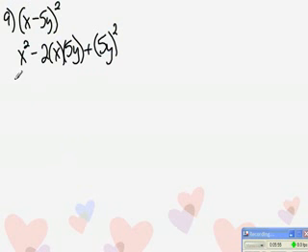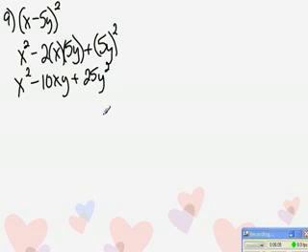Grab my parentheses. x squared. 2 times 5 is 10, x and a y. 5y squared becomes 25y squared. That's it.